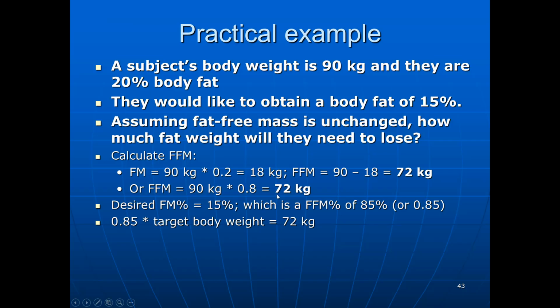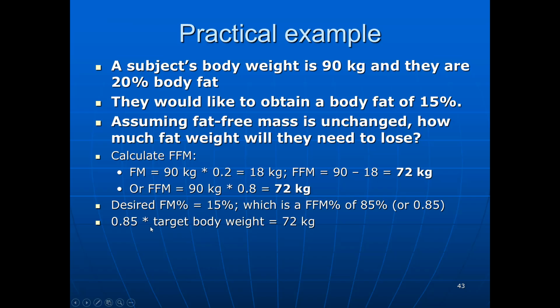So remember, fat-free mass is 72 kilograms. We're saying it's not going to change. And with their new percent body fat, they're going to have 85% fat-free mass. So if we multiply that times the target body weight, we should get 72. All right, so this is what we're looking for, this target body weight.